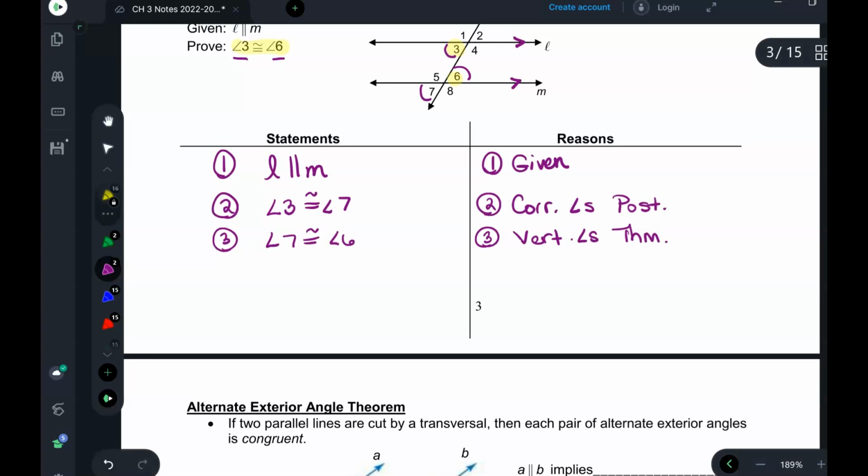And what do we notice next? We have angle 3 is congruent to 7. Angle 7 is congruent to angle 6. Therefore, we can say angle 3 congruent to angle 6 by the transitive property.